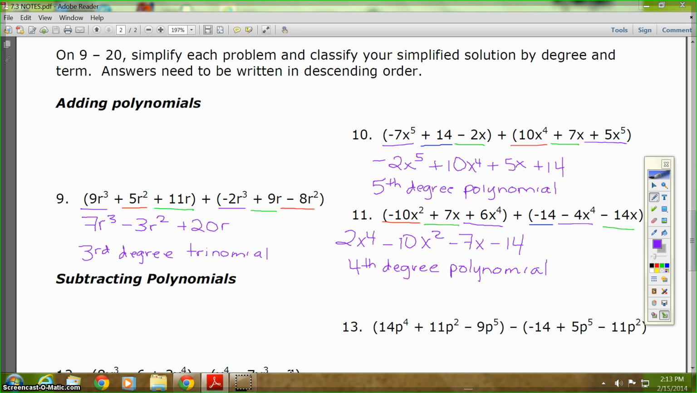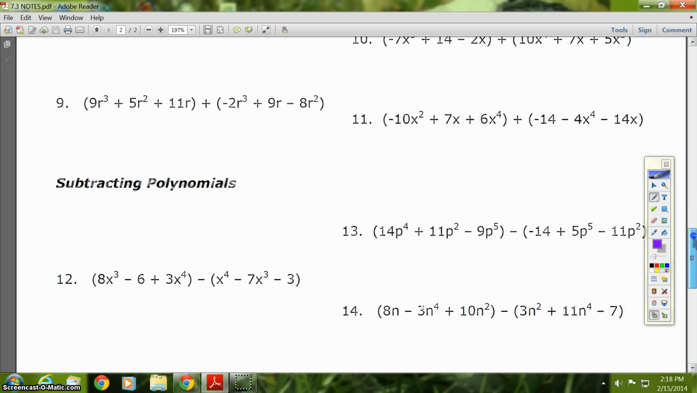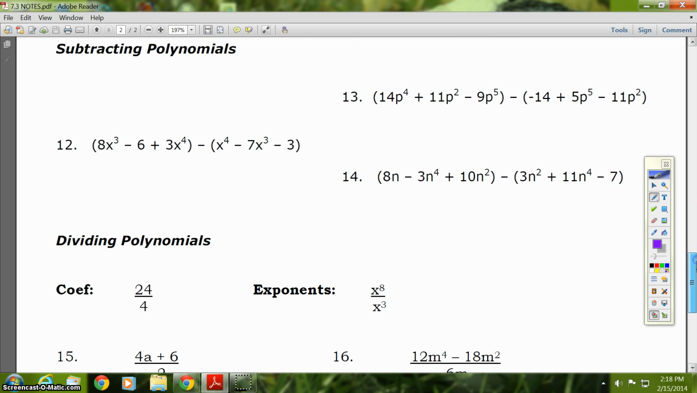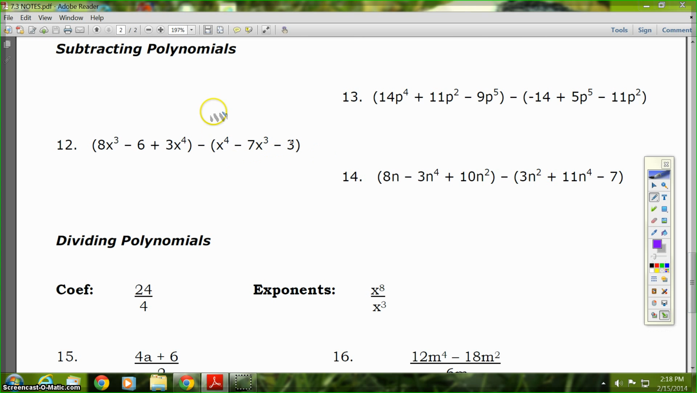Okay, I'm going to move on down to subtracting polynomials. This is going to combine a little bit of the distributive property first, and then we're going to combine like terms. The distributive property is going to occur right here because in front of that minus sign that's like a -1. So that does mean I need to go back through and distribute that negative sign through before I can combine like terms. So that's going to give me negative x to the 4th plus 7x to the 3rd plus 3. So it is going to go through and change all the signs.